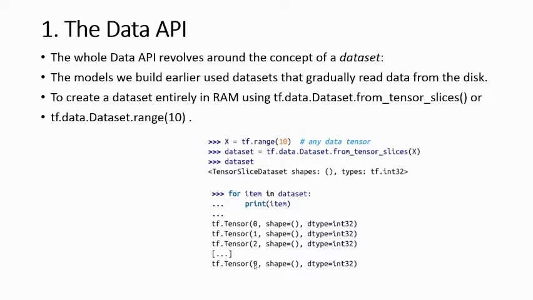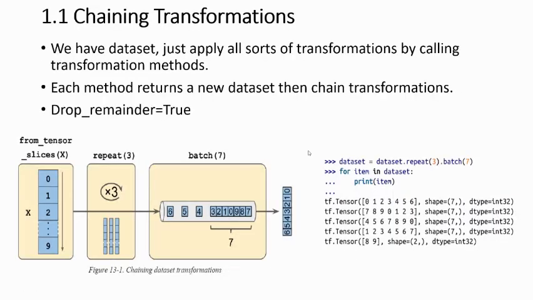One more point here is, instead of executing tf.range of 10 separately, you can replace from_tensor_slices with range, that is tf.data.Dataset.range of 10. This also produces the same result. That's about the data API.